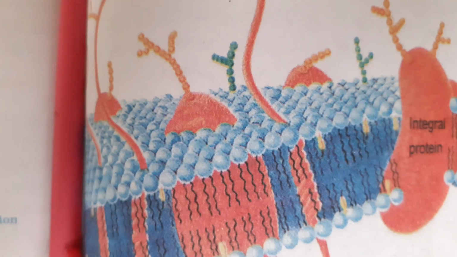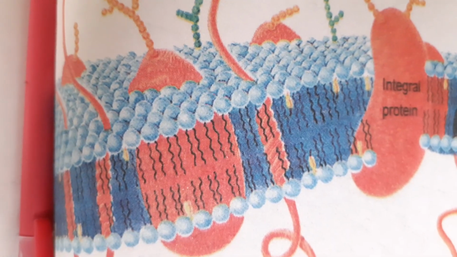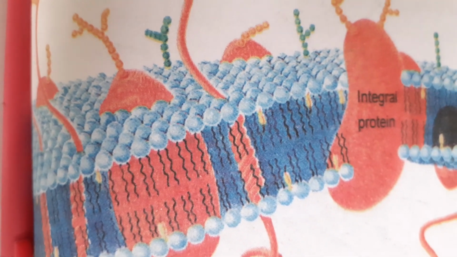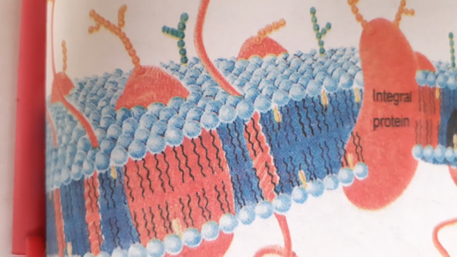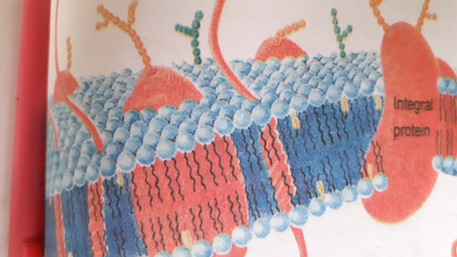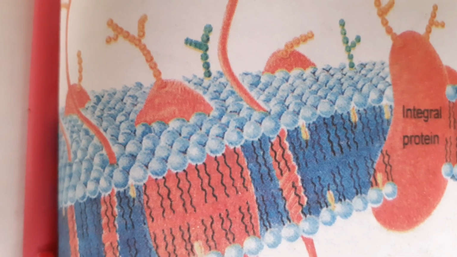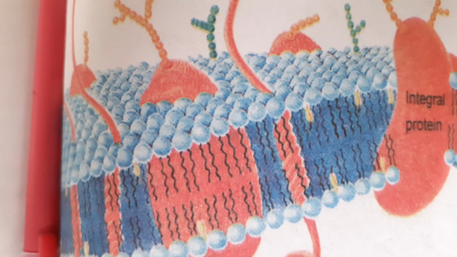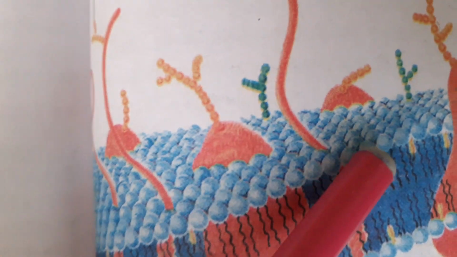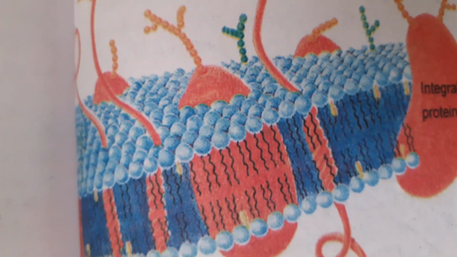So this structure is called the fluid mosaic model. This fluid mosaic model of the plasma membrane was proposed by the scientists Singer and Nicholson in 1972. According to them, the lipid molecules exert fluid motion, due to which the proteins are able to move in the lipid bilayer. So proteins can move in the lipid bilayer because of the fluid nature of the lipid molecules.